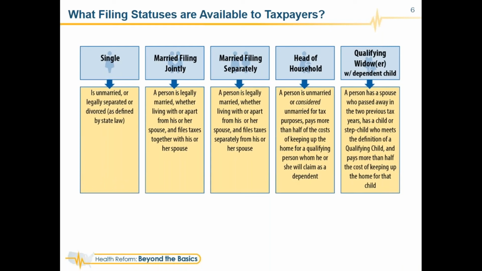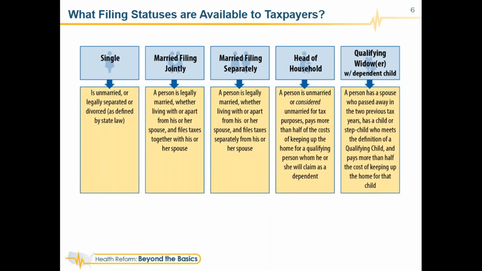So that's who's single. Or someone might be married filing jointly. People don't have to live together to file their taxes together. They just need to be legally married in their state. Next is married filing separately. That's a person who is married, whether they're living apart or separately, and they file taxes separately from their spouse.